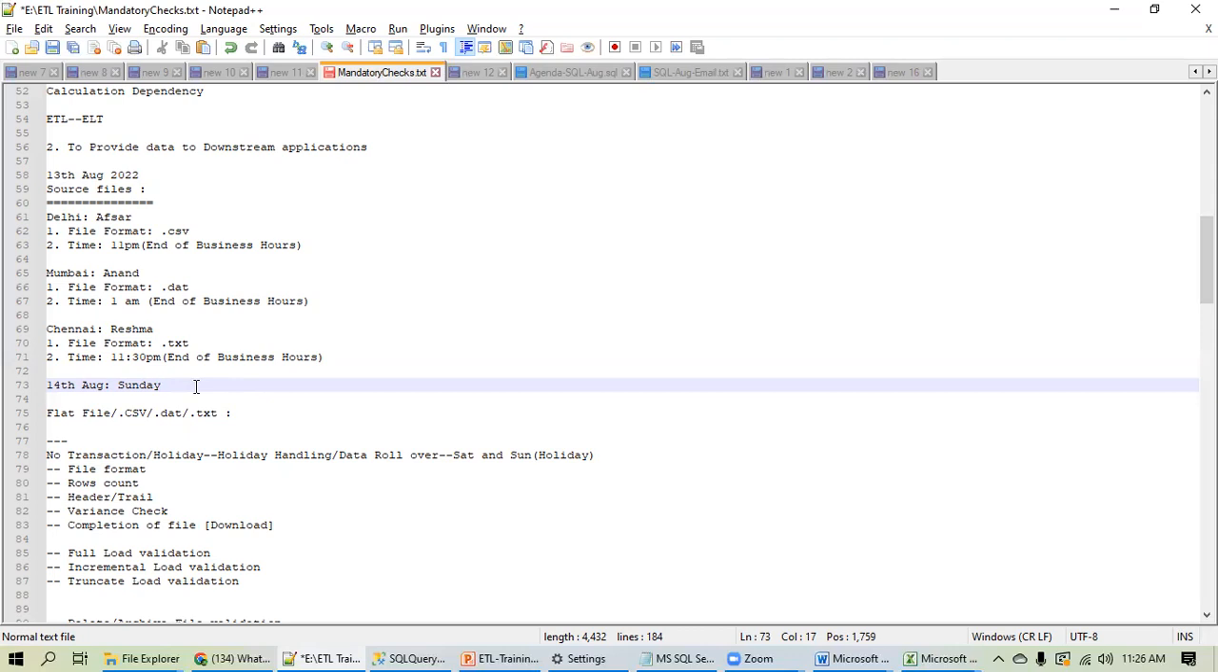If you have a new scenario, please share it with me. Okay, I'll explain that. Many of you have mentioned during the course that you want to be in the ETL testing or ETL development field, so these things will help you a lot. That's why I'm trying to put it with scenario-based examples. Okay. 14th August, Sunday, next day, tomorrow.